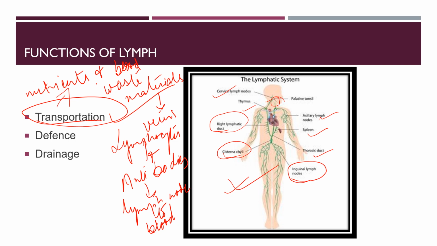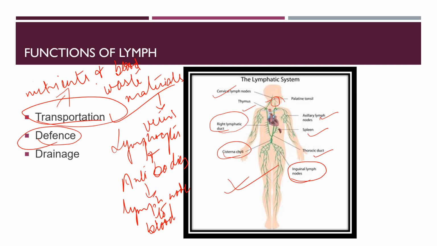Now the second function, what is it? Defense. We have told that as lymph has the antibodies and the lymphocytes, it acts to protect against the microorganisms and the foreign particles in the lymph nodes. Lymph picks up the bacteria entering the body and brings them to the lymph nodes, where they are destroyed. Lymph nodes also localize the infection and prevent it from spreading to other tissues.